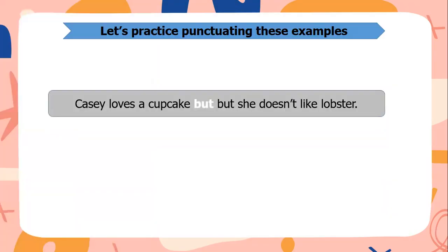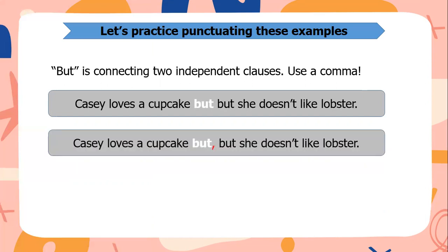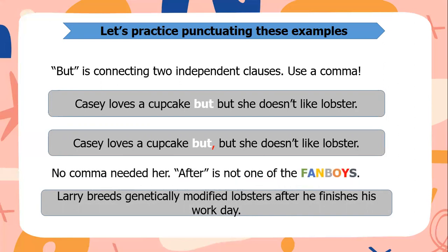Next, Cassie loves a cupcake, but she doesn't like lobster. But is connecting two independent clauses. Use a comma. So we have, Cassie loves a cupcake, but she doesn't like lobster. Larry breeds genetically modified lobster after he finishes his workday. No comma needed here. After is not one of the fanboys.